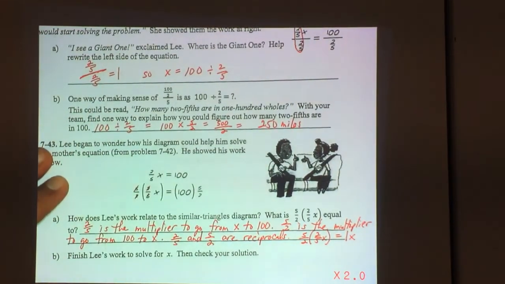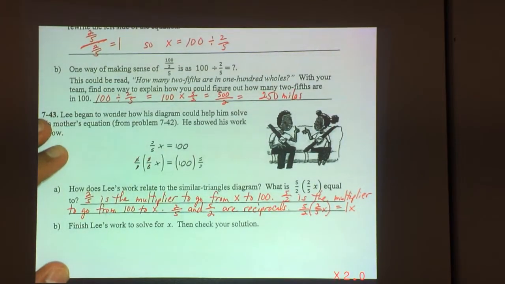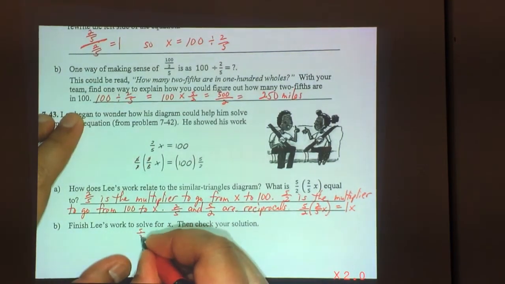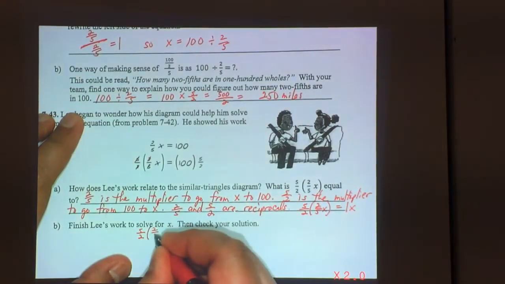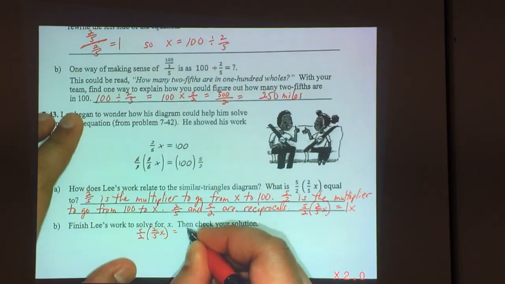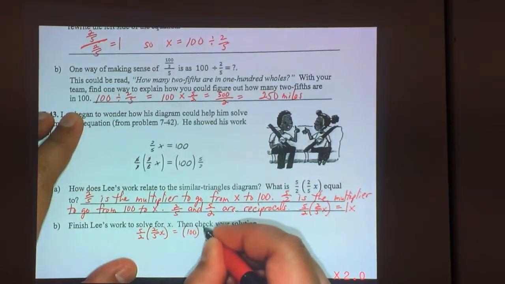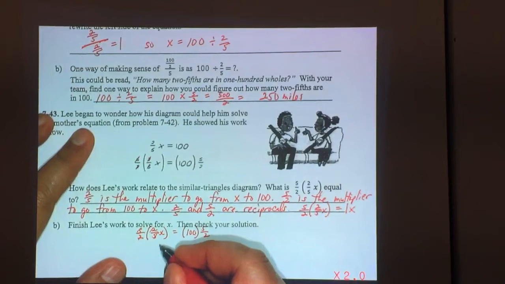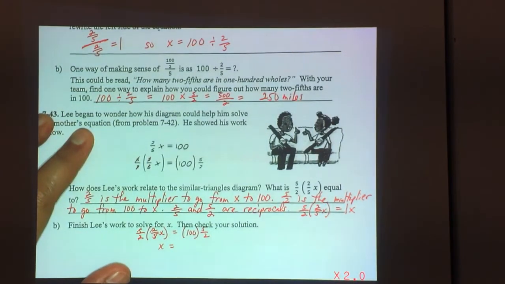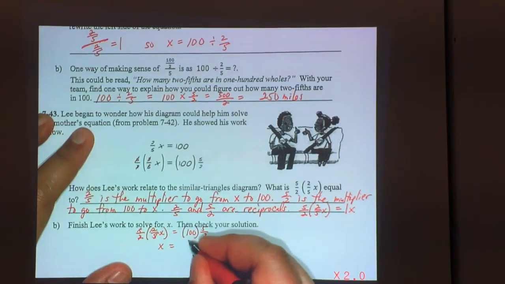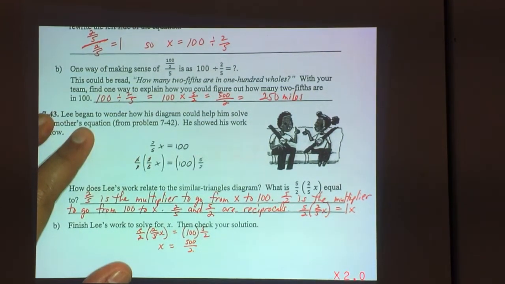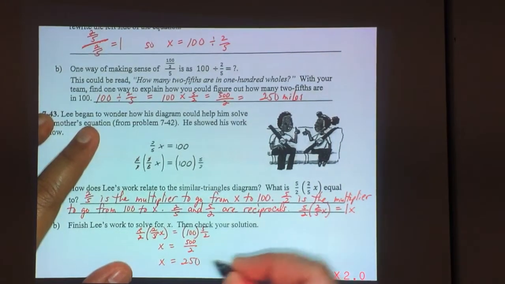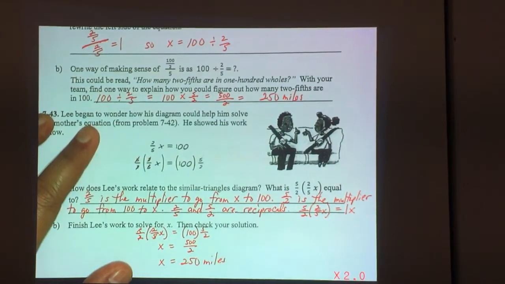Okay. Letter B, part B. Finish Lee's work to solve for x. Okay. So, we have 5 halves times 2/5 x equals 100 times 5 halves. Okay, so above we went like this. Remember, there's a giant 1 and there's a giant 1. So I'm just left with x. And then over here, what's 100 times 5? It's 500 divided by 2. So then x will give me 250 miles. Okay.